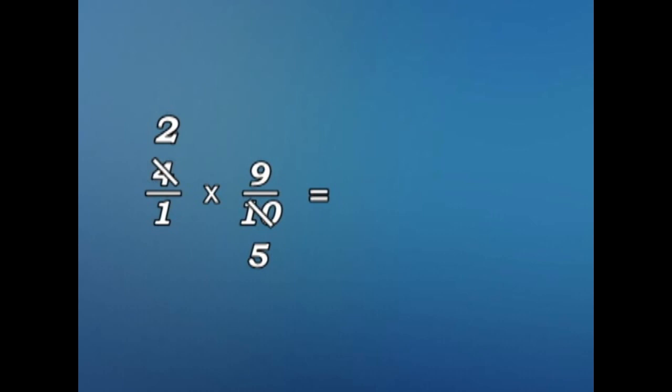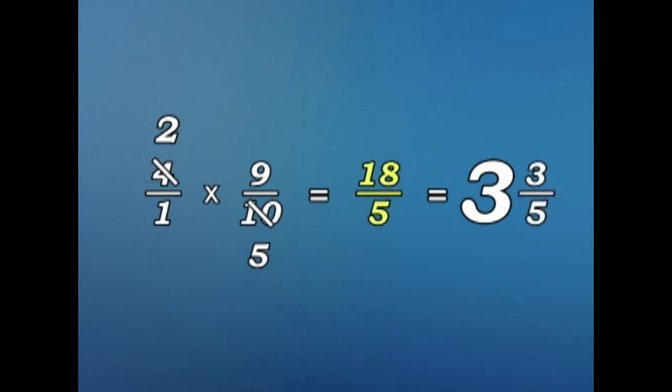Now let's solve the equation. 2 times 9, 18. 1 times 5, 5. So 18/5. That's 3 whole. 3 times 5 is 15, and 3 left over. So 18/5 is the same as 3 3/5. So what has happened? 4 multiplied by 9/10, that's a whole number multiplied by a fraction, has become smaller. It's become 3 3/5.